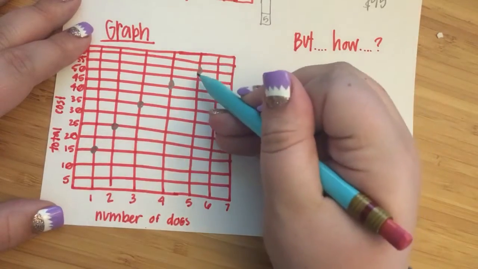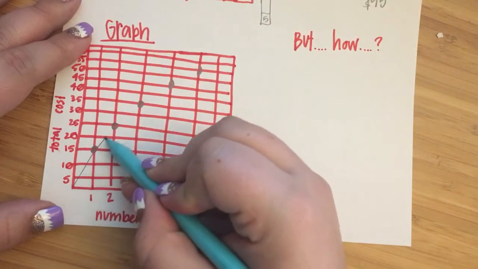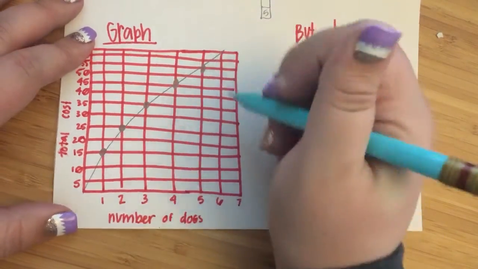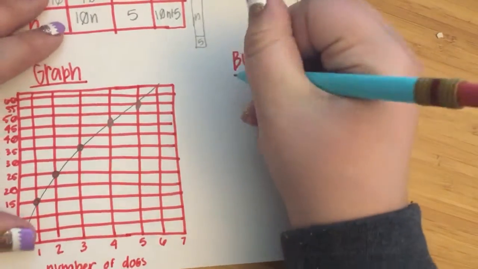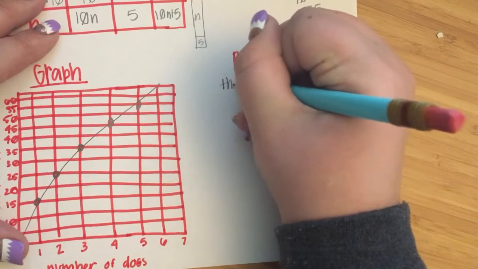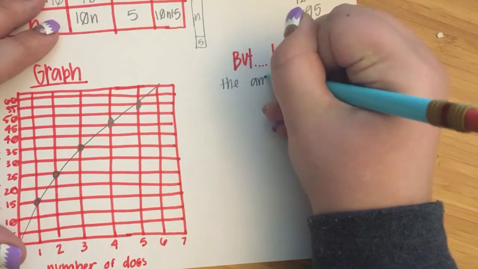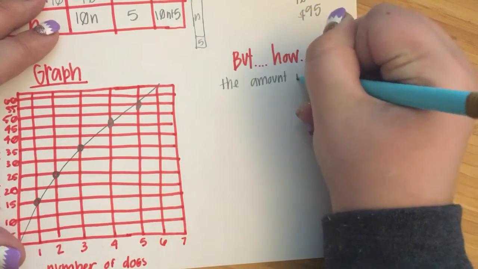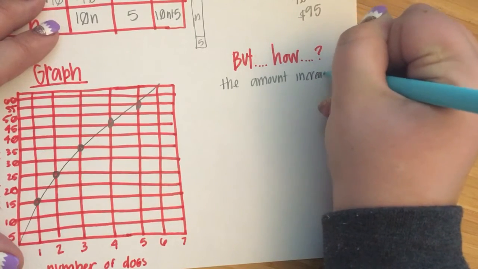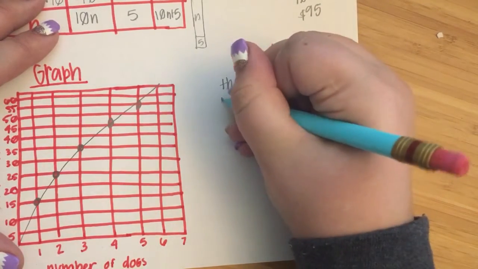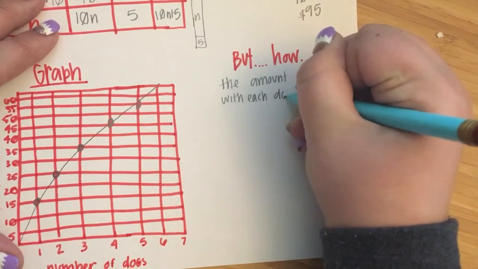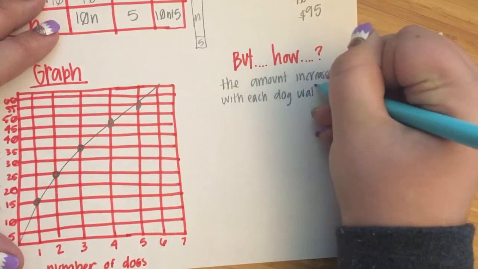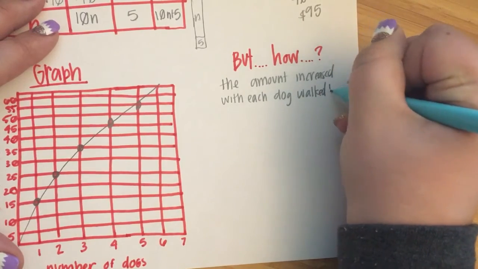So I can connect it. This would really be a straight line if I made a way better grid. But this actually is kind of what it looks like. But how does this all work? So the amount increased with each dog walked. Keep in mind, if I only had 1 dog, it was 15. But if I had 2 dogs, it went up $10. And that $10 was due to the cost per dog. Now, if I were to draw my rate triangles, I would see that same thing happening.